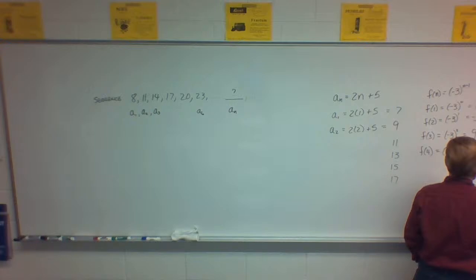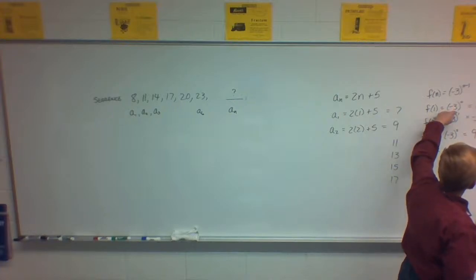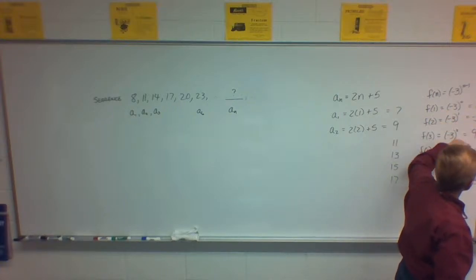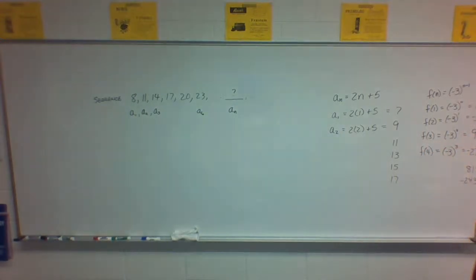81 times -3, which is negative 243. Notice that the signs alternate. That's because every time you have an odd power on a negative, you get a negative. Every time you have an even power on a negative, you get a positive. So it's alternating as you go along. Y'all see it? Not too bad.